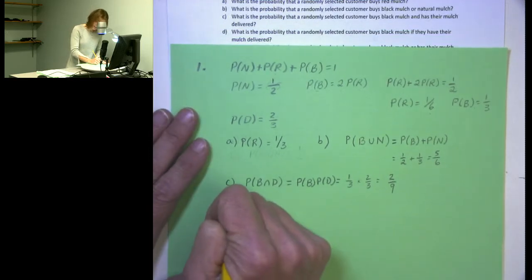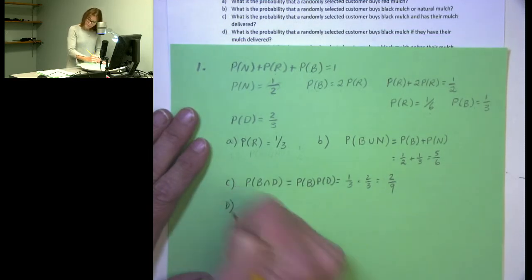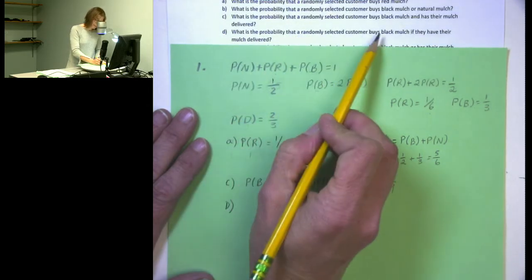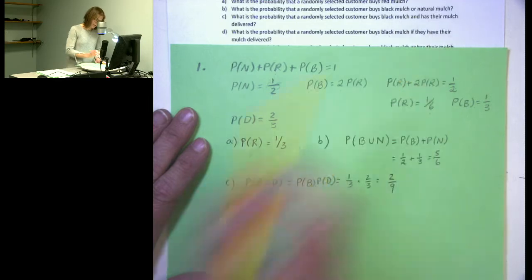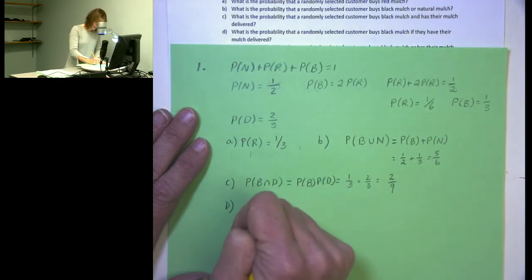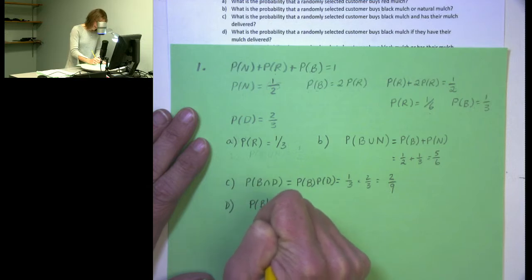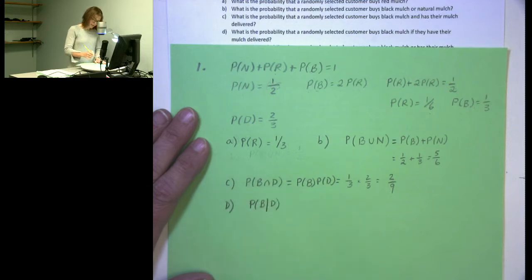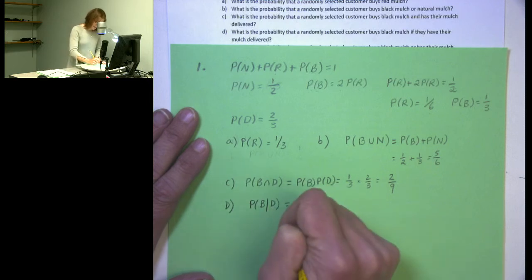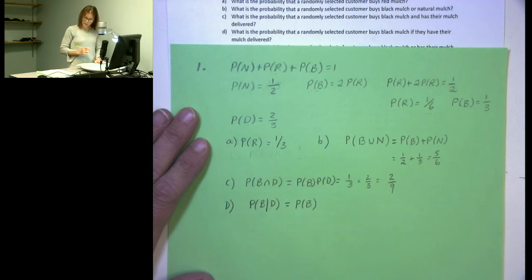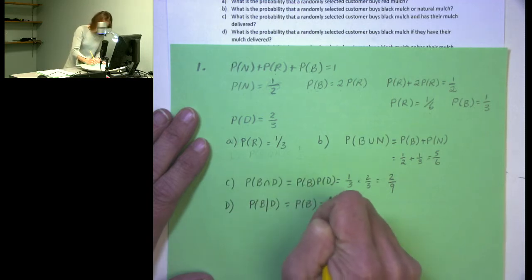Part D, what is the probability that a randomly selected customer buys black mulch if they have their mulch delivered? So we're looking for the probability of black if the mulch is delivered. But because these events are independent, this is equal to the probability of buying black mulch on its own, which is just 1/3.